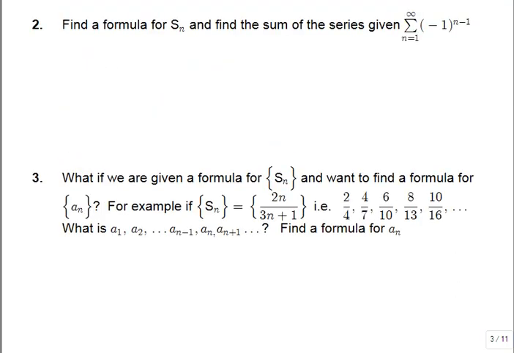All right, let's take a look at the next example here. Find a formula for S sub n and find the sum of the series, given that the series is the sum from 1 to infinity of -1 to the n minus 1.